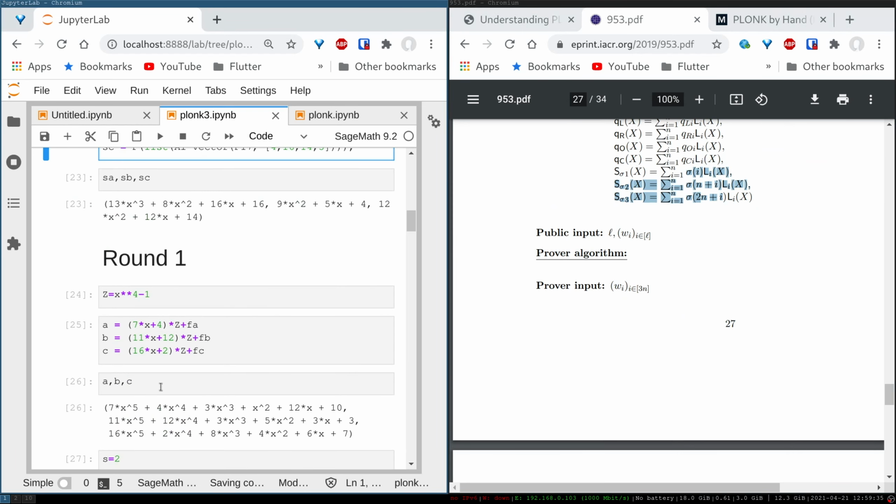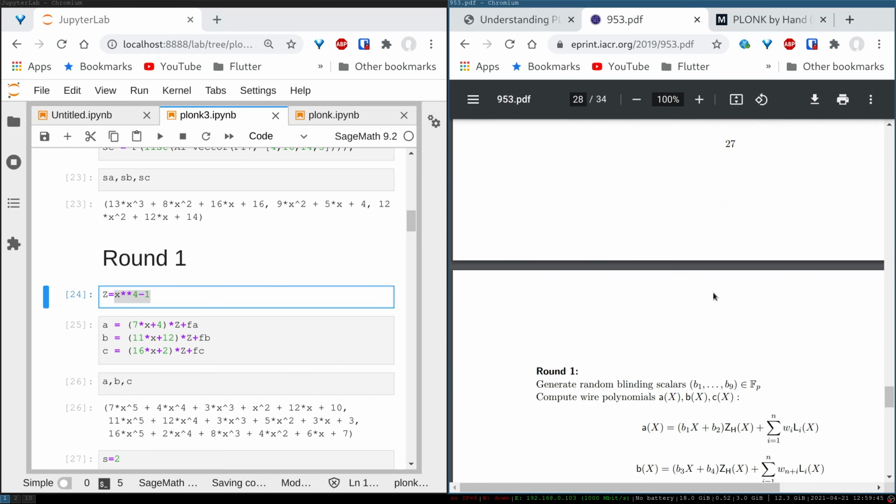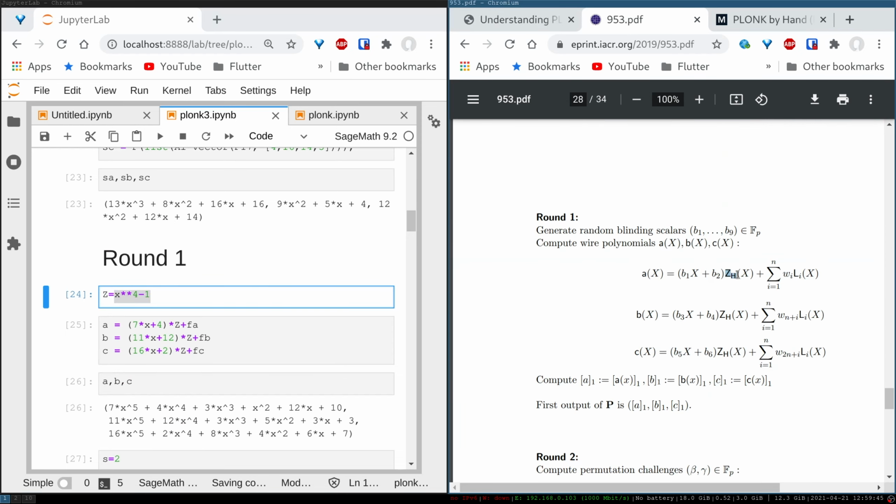So now we are finally ready to start the generation of the proof. The first thing we do is Z. So Z is ZH here. And it's the polynomial that vanishes for every root of unity. So the polynomial that equals 0 at W, W2, W3, and W4. Or W4 is 1.